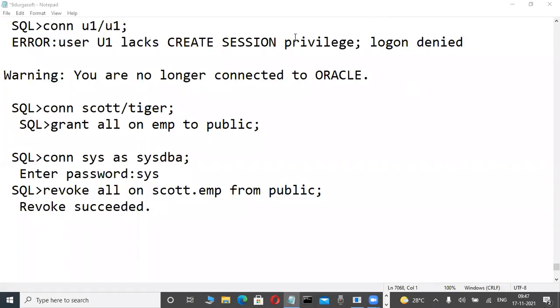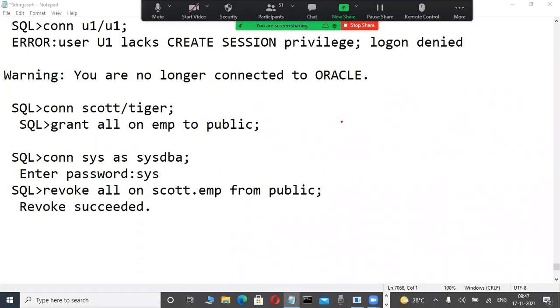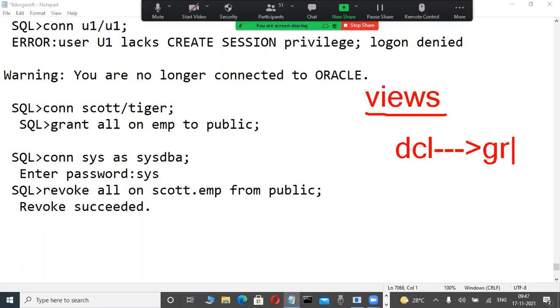Okay? This much knowledge is enough for giving permission on views only. Now, views is actually the biggest chapter among database objects in any database. So in this chapter, not only views knowledge, but DCL is also compulsory that we are learning. That's why I am telling grant and revoke. Okay, fine.